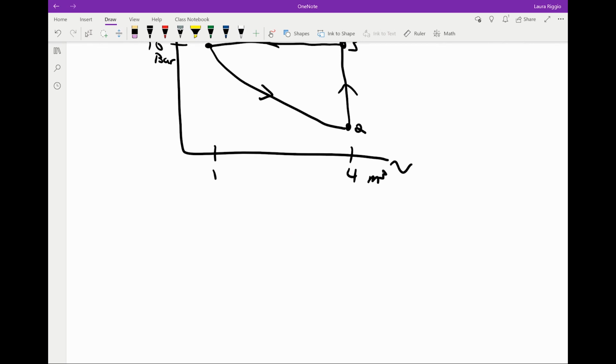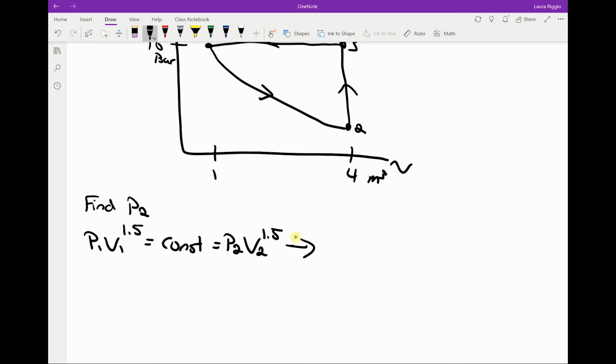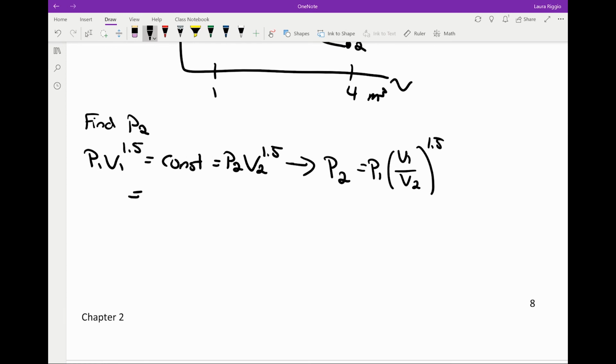Sorry, we actually don't know P2. So we're going to find P2. So we know that P1 V1 to the 1.5 is equal to a constant, which is equal to P2 V2 to the 1.5. We solve for P2, we get P2 is equal to P1 times V1 over V2 to the 1.5, which equals 10 bar times 1 over 4 to the 1.5, which equals 1.25 bar.